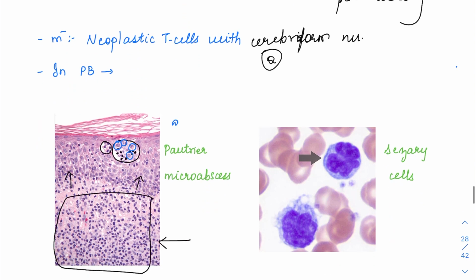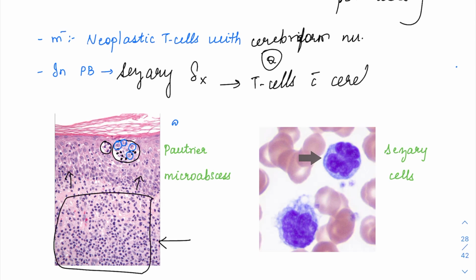Okay, so in peripheral blood also this mycosis fungoides can involve. If mycosis fungoides is involving the peripheral blood, we are going to call it Sézary syndrome. And in Sézary syndrome, again you are going to have these T cells which have this cerebriform nucleus, and these cells are going to be called Sézary cells. So this is the image of the Sézary cells in the peripheral blood.